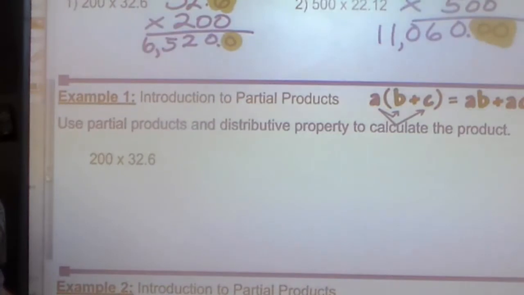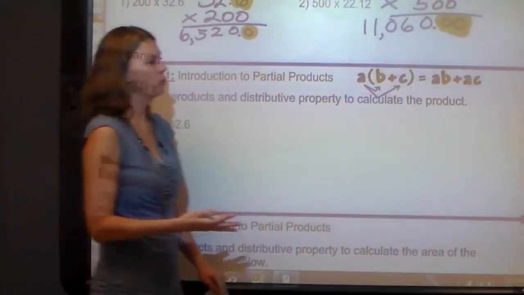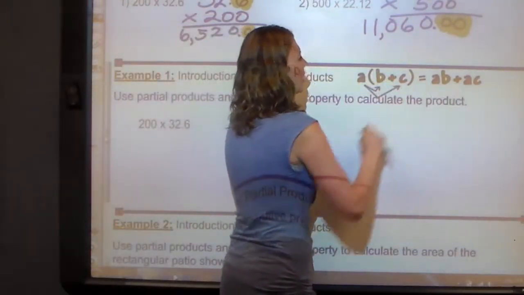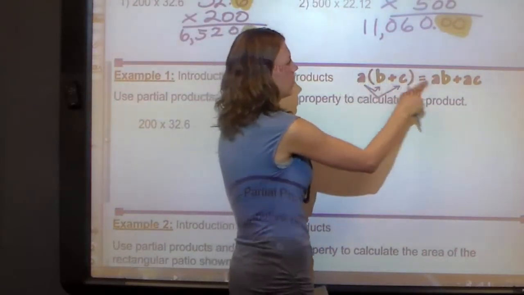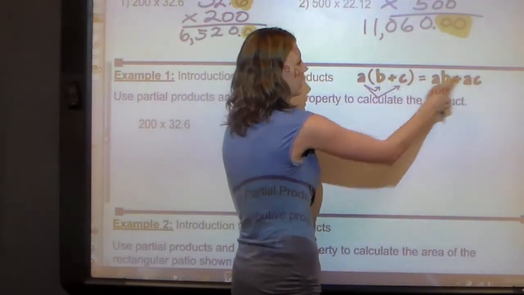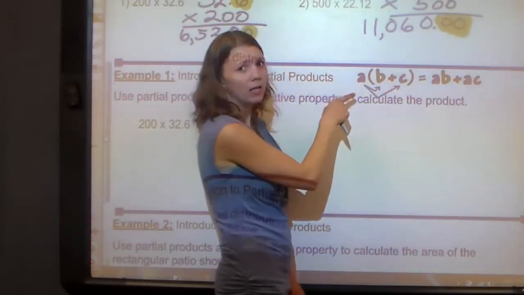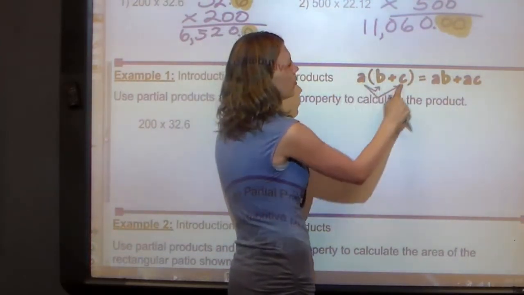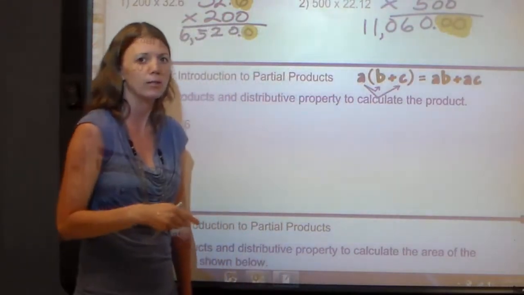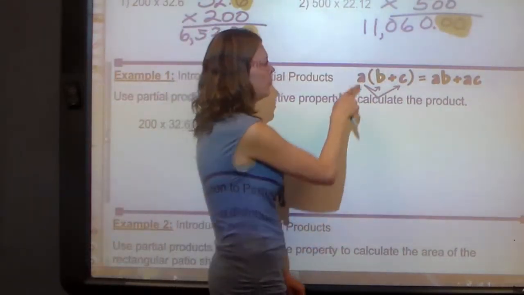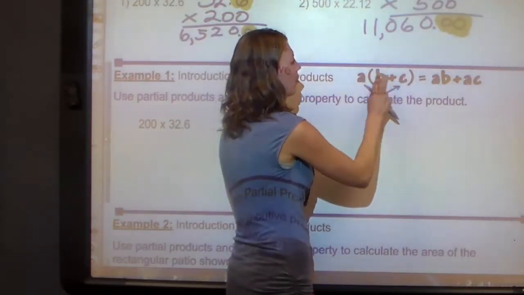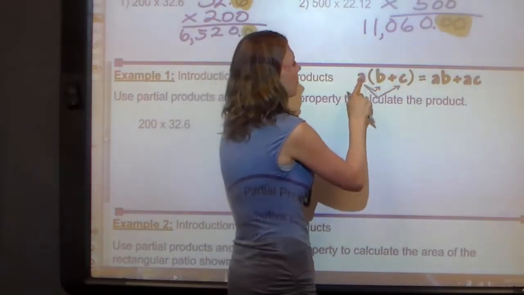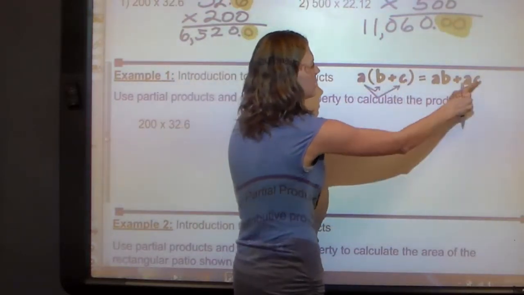Introduction to partial products. Use partial products and the distributive property to calculate the product. So the distributive property, you can see an example up here, in which any letter that we substitute for A would be in for A. Same thing with B and C. So this A on the outside of the parentheses gets distributed to both of the values inside the parentheses. That's why it's called the distributive property, because you're distributing that value and multiplying it by both those numbers inside. So A times B plus A times C.